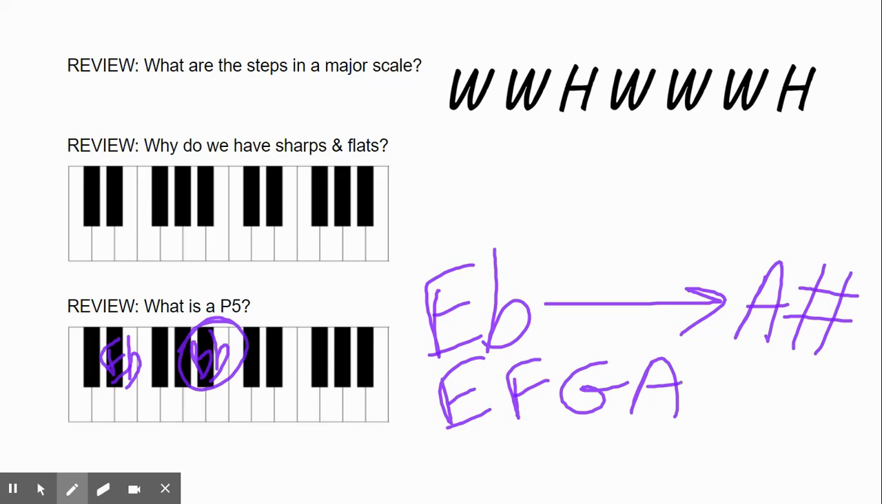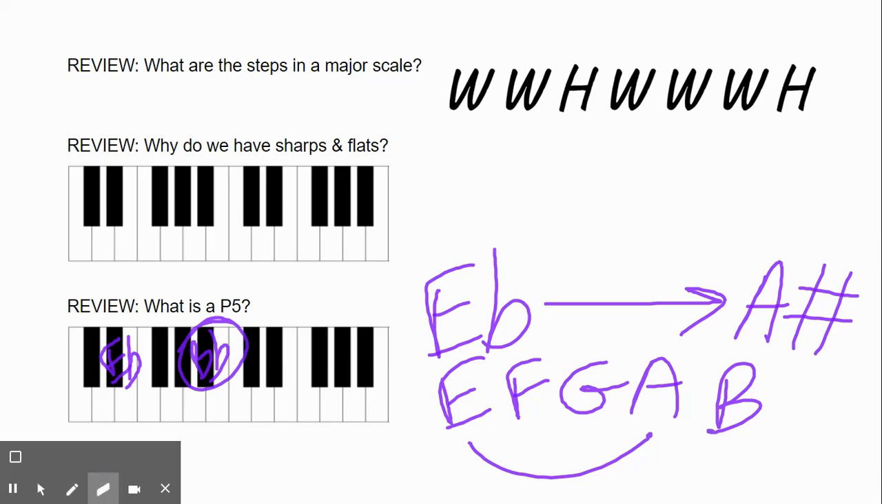Forget sharps and flats for a minute. That's just 4. It has to be 5. Don't ask me why now. Just do it. There's reasons. I'll get into that later. So that's our perfect fifth. So this is our review.